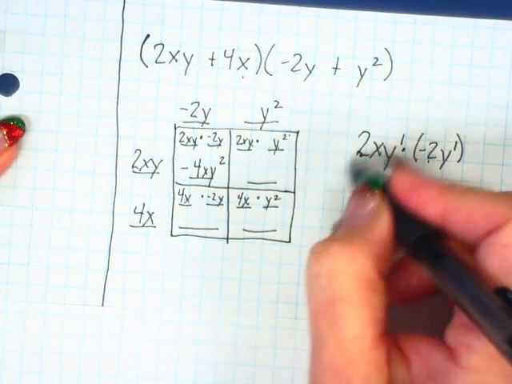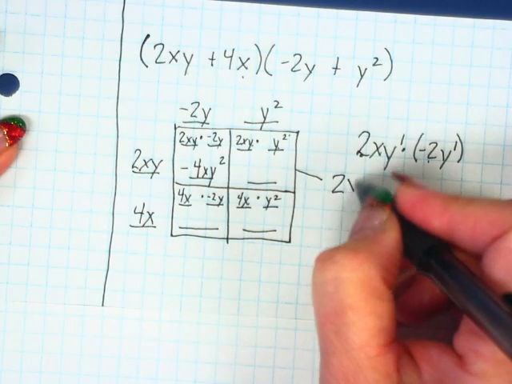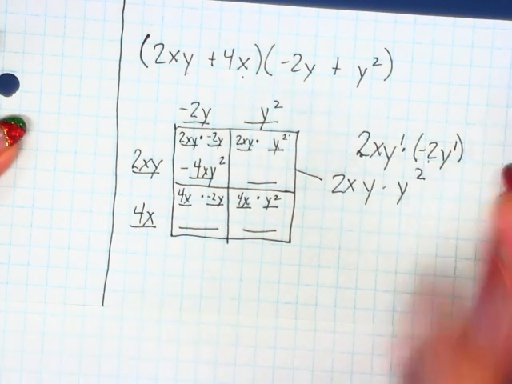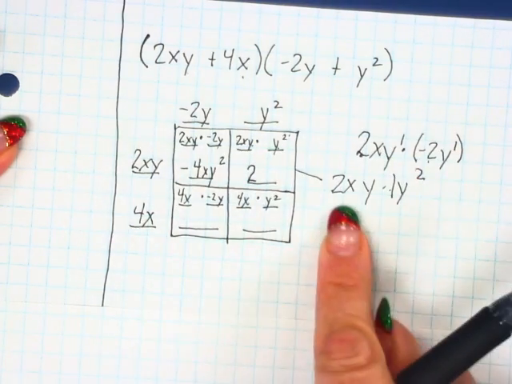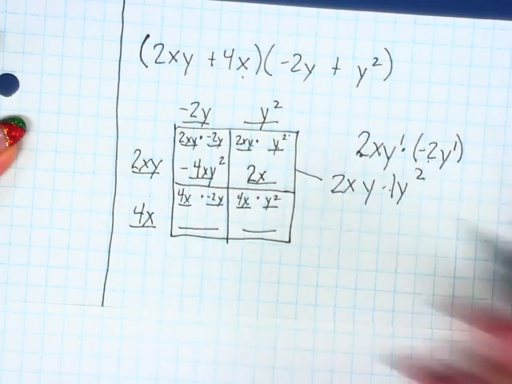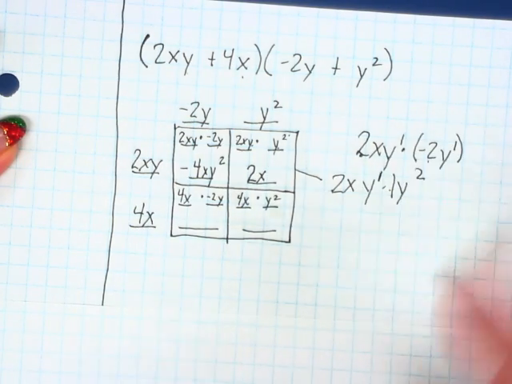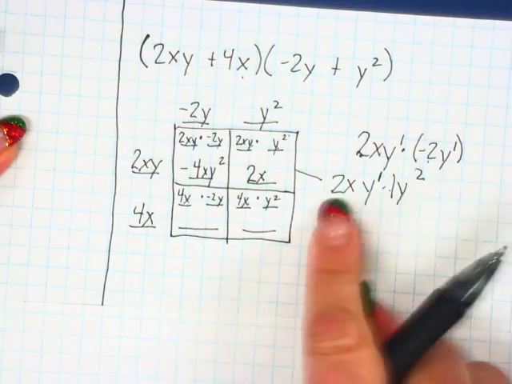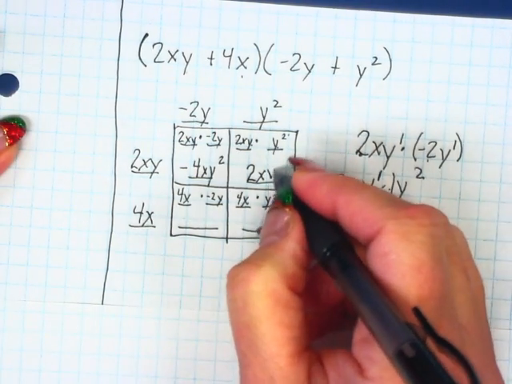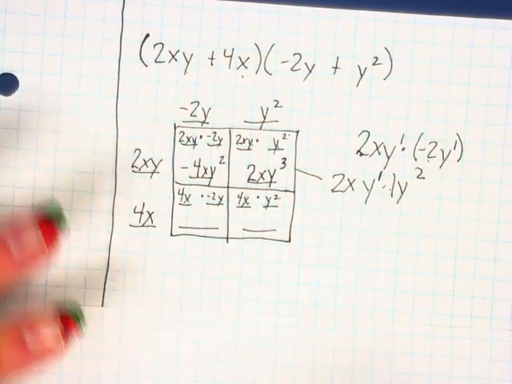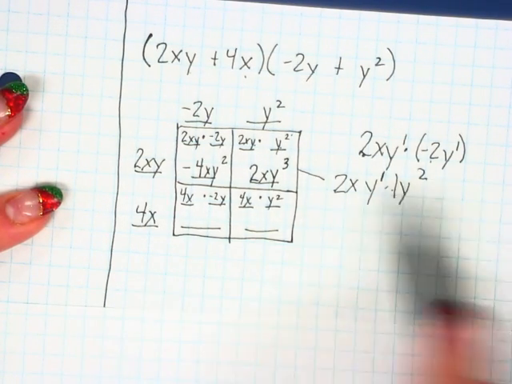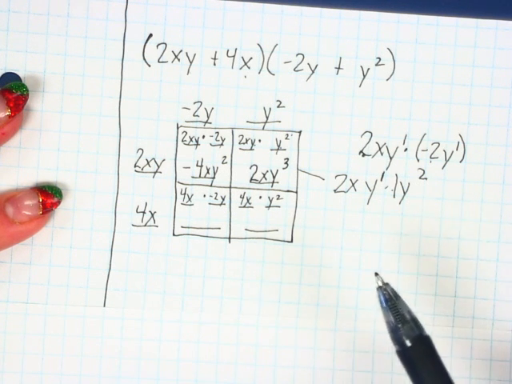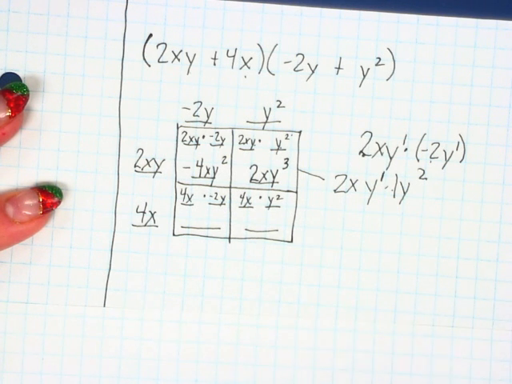This box right here is 2xy times y squared. Well, remember there's a 1 here. 2 times 1 is obviously 2. There's just that one x, so I just copy it over. Y to the first power and y squared. Remember, we add the exponents, so y to the third. This is all from the first part of chapter 5. So if you need to, go back and review sections 1, 2, and 3 of chapter 5.